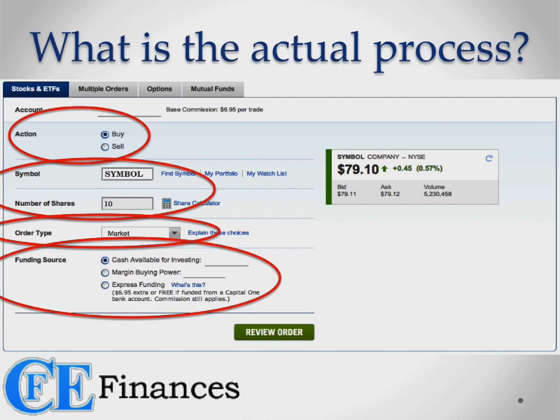So we're not going to essentially cover it, but this is where you would choose if you actually had a margin account within your brokerage account. And the last option is express funding, where if you have another ShareBuilder account, you can take it from there for free, or they can charge you $6.95 to get money from another account and fund your investment.